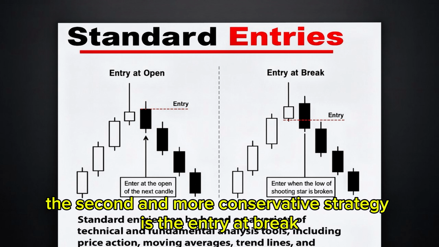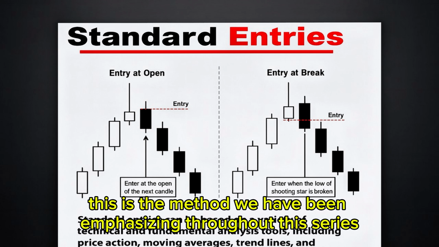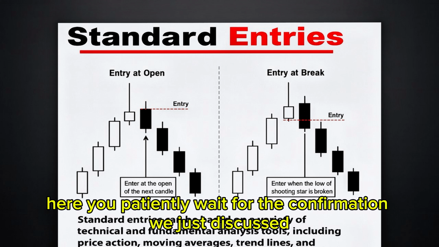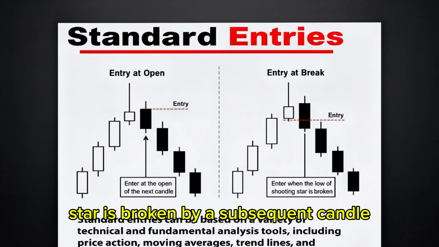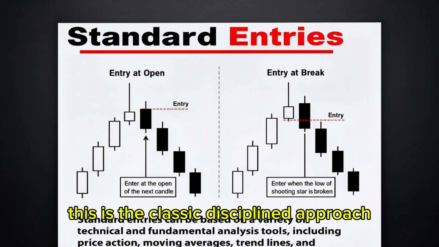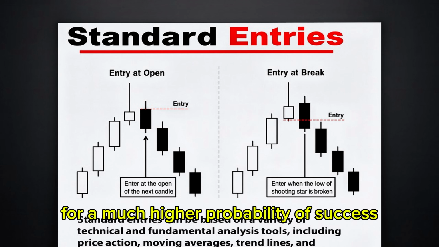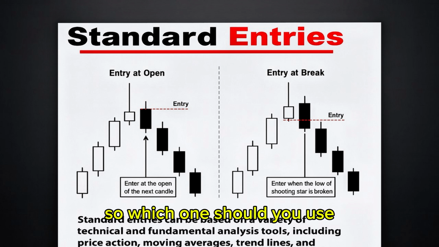The second, and more conservative strategy, is the entry at break. This is the method we have been emphasizing throughout this series. Here, you patiently wait for the confirmation we just discussed. You only enter when the low of the shooting star is broken by a subsequent candle. This is the classic disciplined approach. You are sacrificing a slightly worse entry price for a much higher probability of success, as the market itself has now validated your thesis. So, which one should you use?